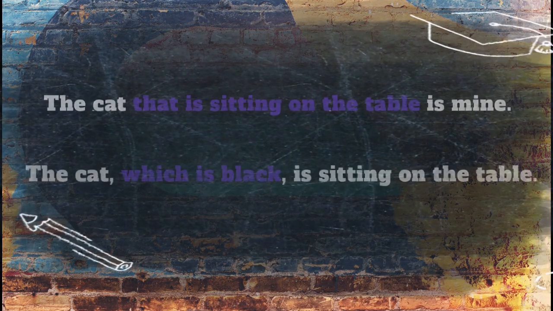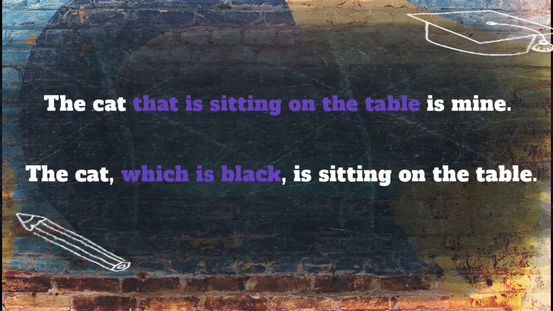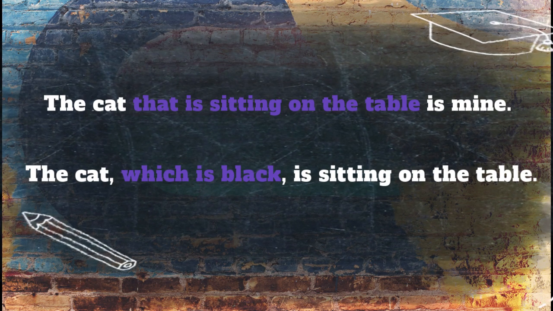Let's look at those sentences again. The cat that is sitting on the table is mine. The clause that is sitting on the table is essential information in that sentence. Without it, the sentence feels incomplete. What about the next sentence? The cat, which is black, is sitting on the table. Now, the fact that the cat is black, it's nice to know, but it's not essential. It's extra information. So we use which.